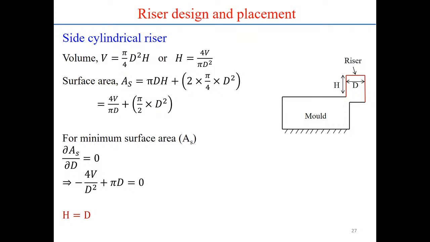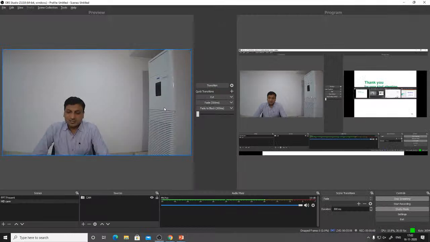So this kind of relation we can reach, which is different from the top riser. The top riser and the side cylindrical riser are two different cases, and depending upon which surface area is responsible for losing heat, we can decide the design of the particular riser. I think that's all for this discussion.